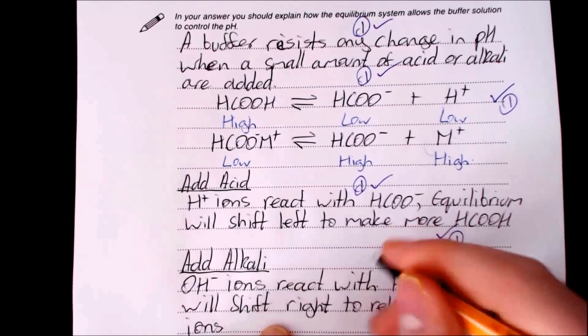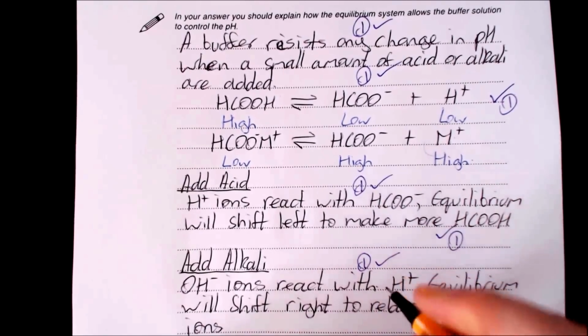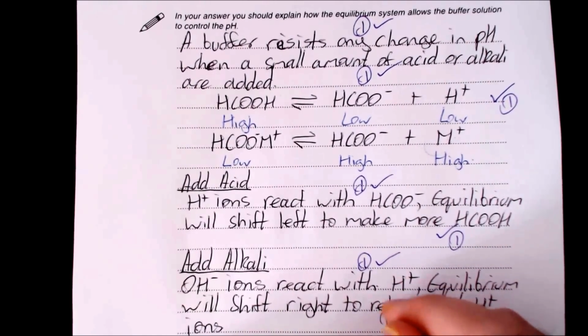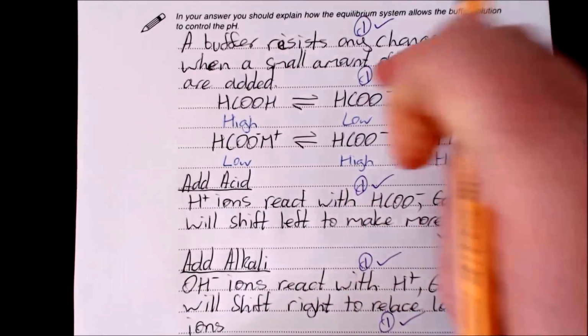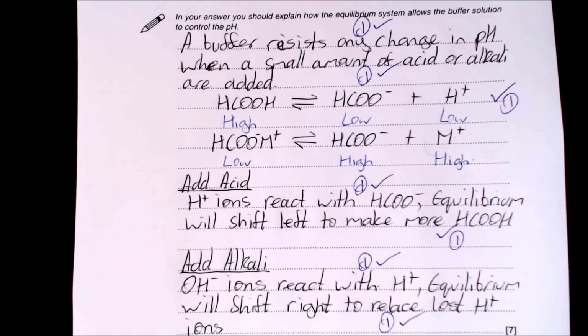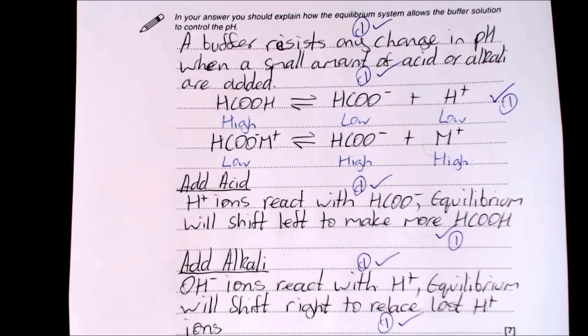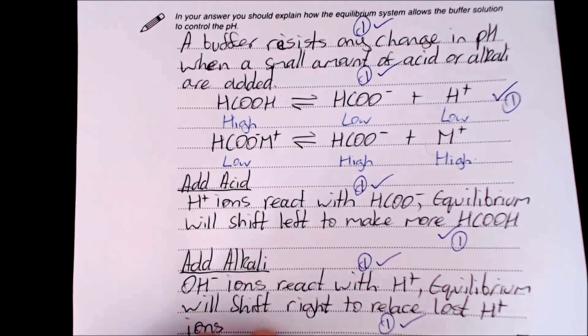And it's exactly the same with the alkali. One mark for saying what the OH minus does react with, and one mark for saying what happens at equilibrium. So you see you've got 1, 2, 3, 4, 5, 6, 7 marks there in total. So a good chunk of marks. So definitely worth making sure you get this right. Okay, on to the next section.